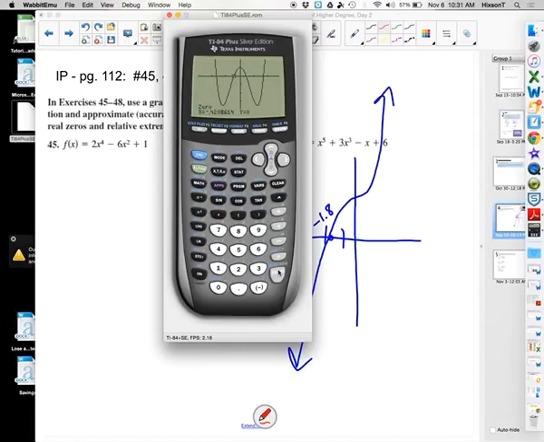Second calculate, zero. Okay, and then left bound means you go, there it is, you want to go to the left a little bit, and then hit enter. Right bound, you go to the right a bit, and enter, and then it says guess, that just means get close to it. Okay, that's good. Alright, is there anyone who wasn't able to get that?